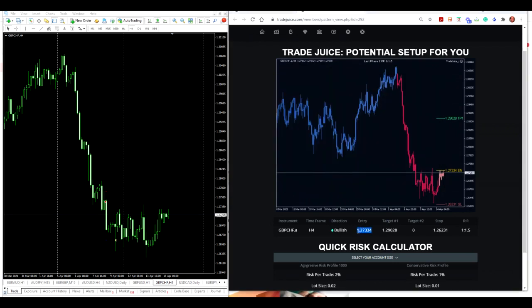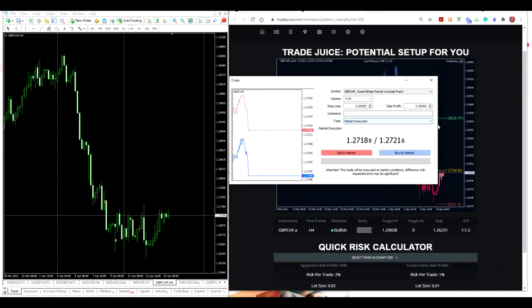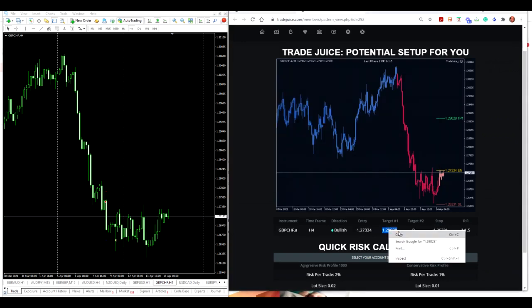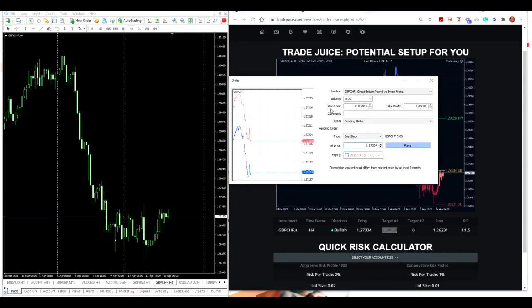So I'm going to enter there and set a pending order. This is bullish, so I'm going to set a buy stop. All is explained in the Tradejuice members area, of course. And I'm going to also add the target, that price there, and do that now. And you can also set a stop.